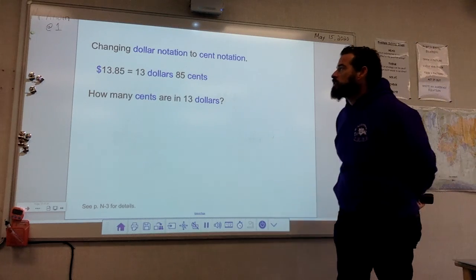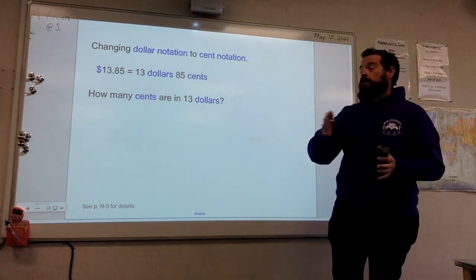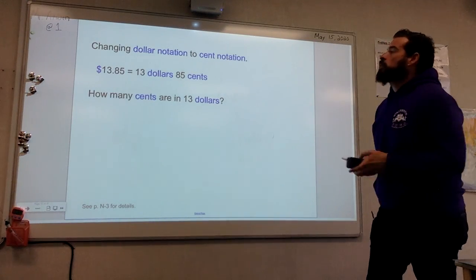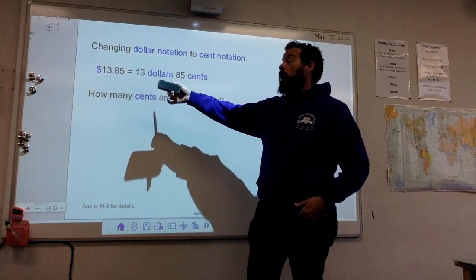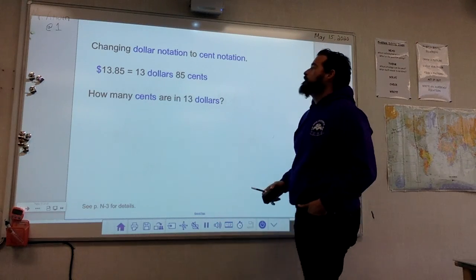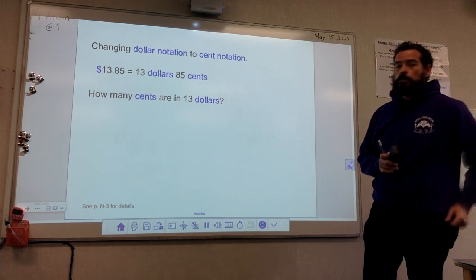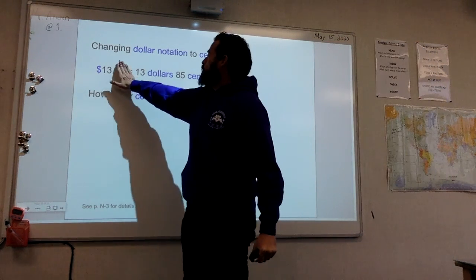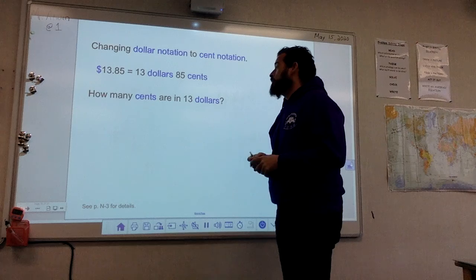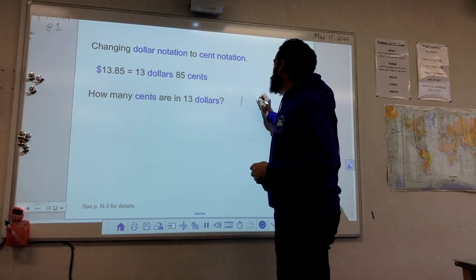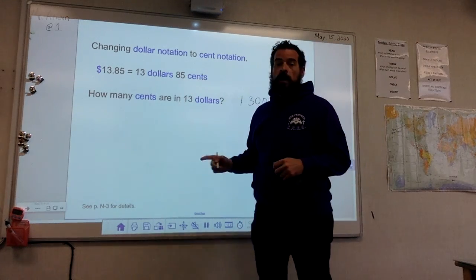Now, changing dollar notation to cent notation. So we just went over going from cent to dollar. Now we're going to do the reverse. So shown here, $13.85 equals, and then just written out, $13.85. So first we want to know how many cents are in $13. So if you just pretend we're just talking about the $13, we put zeros there. So that would mean just in $13, there's 1,300 cents.